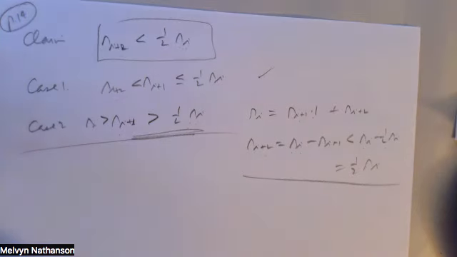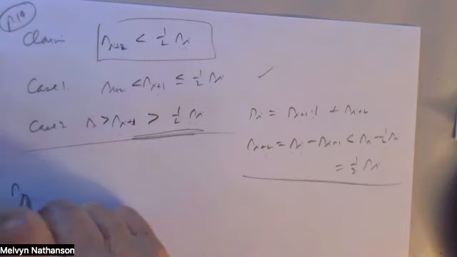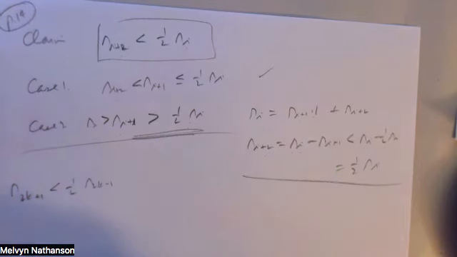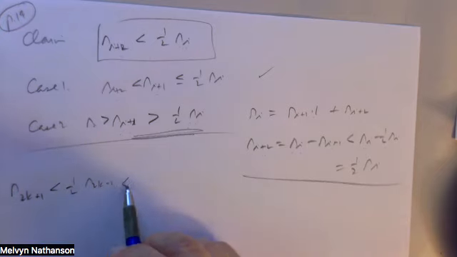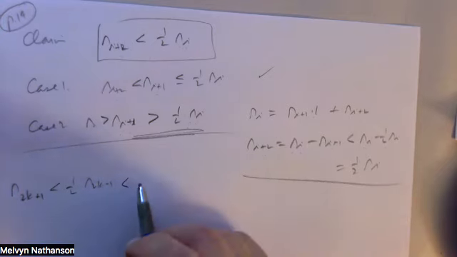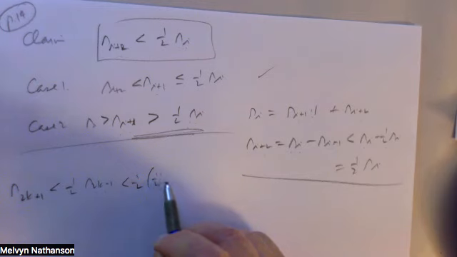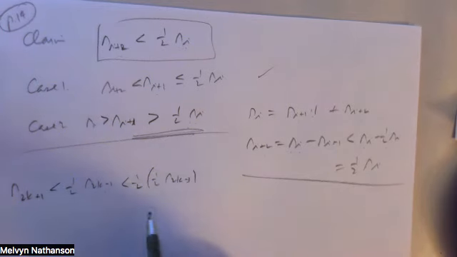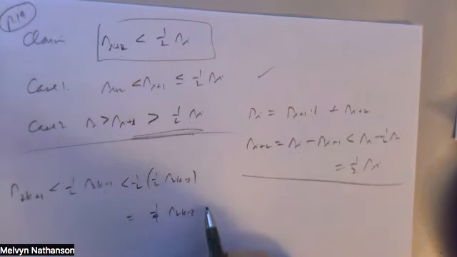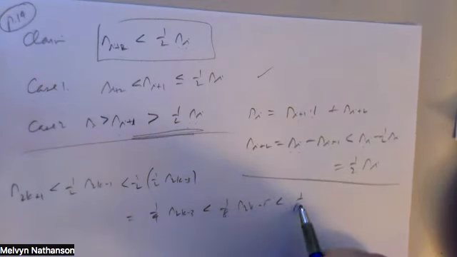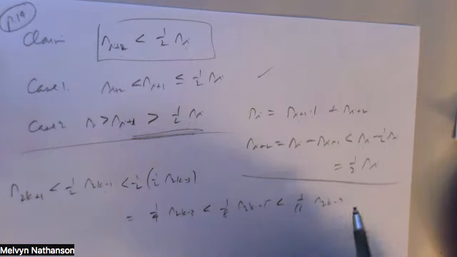So what does that say? That says that if I look at the (2k+1)th remainder, that's less than a half the (2k-1)th remainder, which is less than a half the (2k-3)th remainder, which is a fourth R_{2k-3}, which is less than an eighth R_{2k-5}, which is less than a 16th R_{2k-7}.